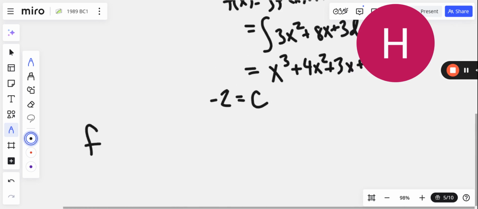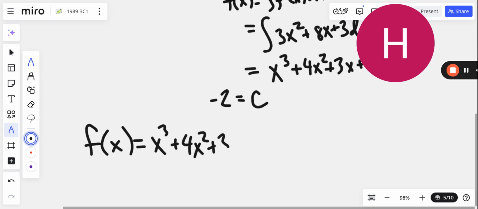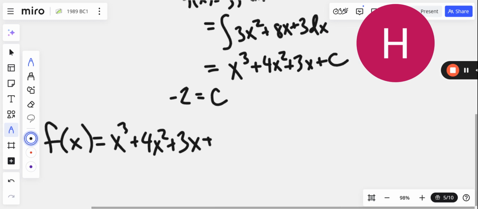So this answers our question. What is f of x? f of x is x cubed plus 4x squared plus 3x minus 2.